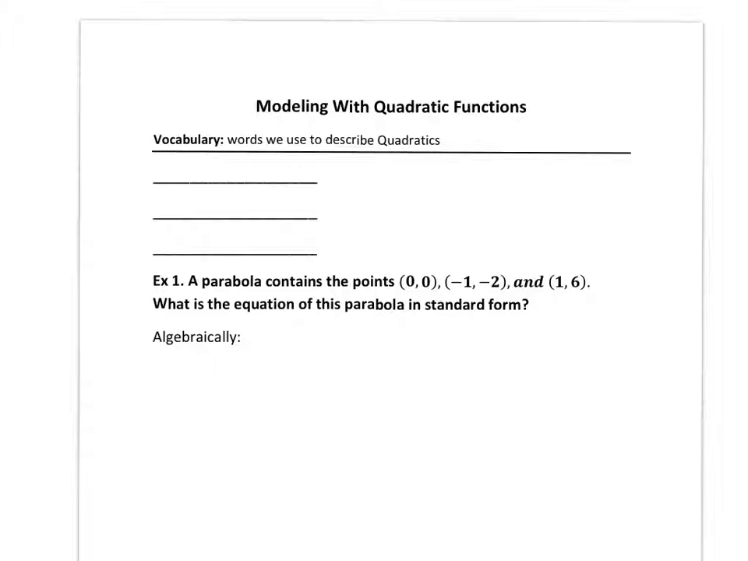Now when you hear the word quadratic, we know that that can mean it's a squared term. Okay, so we know a quadratic is something that has the highest power as an x squared term. Okay, we also know that the shape of the graph of a quadratic is a parabola.